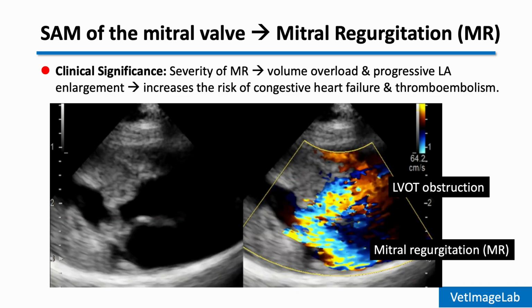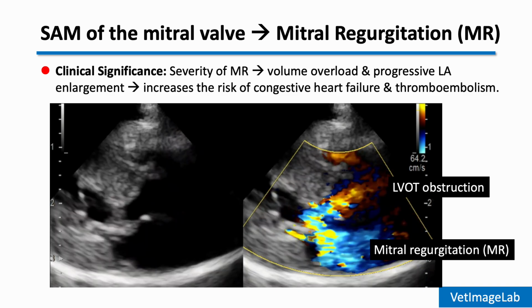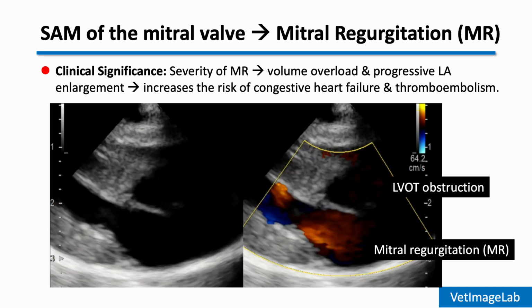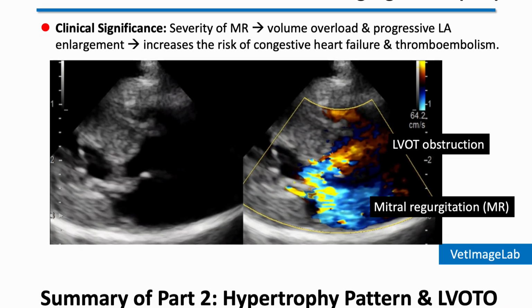So, when evaluating cats with HCM and SAM, it's very important to carefully assess not only the LVOT obstruction, but also the presence and severity of mitral regurgitation.